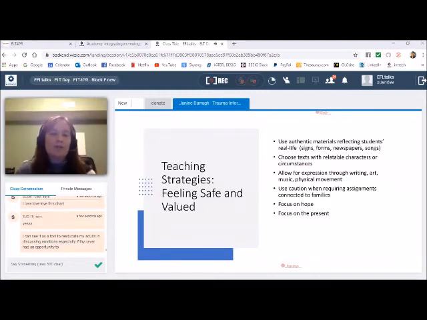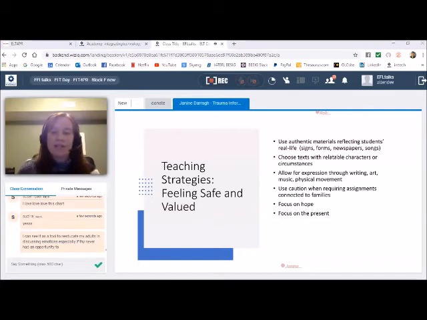We also want to try to focus on helping students to feel safe in our classroom. We can't control what's going on out in the world. Sometimes there's scary things going on outside in the world, but we can control what's happening in our classroom. And so if we can focus on hope as much as possible, focus on the present.